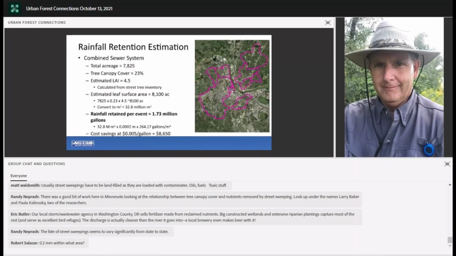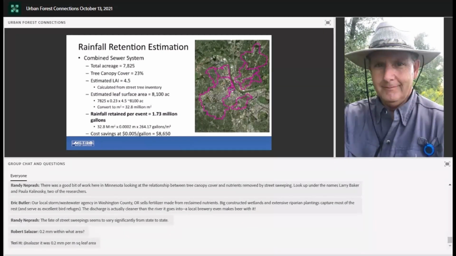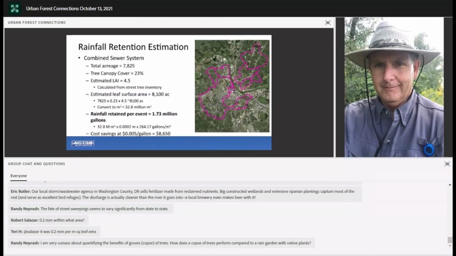If we multiply all these numbers together, we can estimate our leaf surface area in our combined sewer system, and it's a little over 8,000 acres. Once we convert that to square meters, we can multiply it by that depth of water storage to get a volume of water that is retained every time it rains. What we find with our current tree canopy cover is that every time it rains, the trees in our combined sewer system are retaining about 1.7 million gallons of water. If we could put a cost on that, if it costs us half a penny per gallon to treat this stormwater runoff, those could be some substantial savings every time it rains.